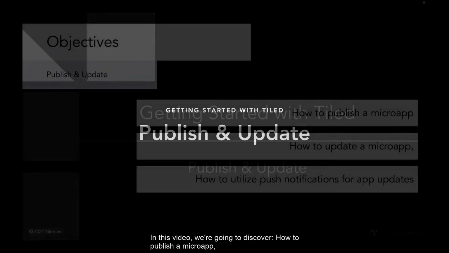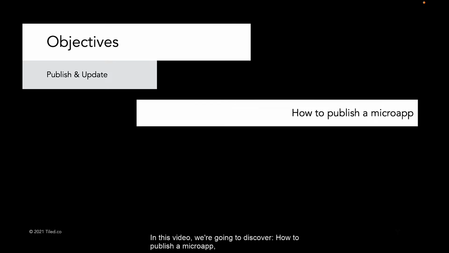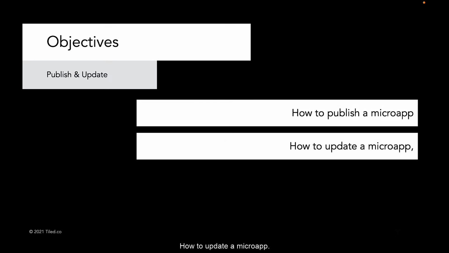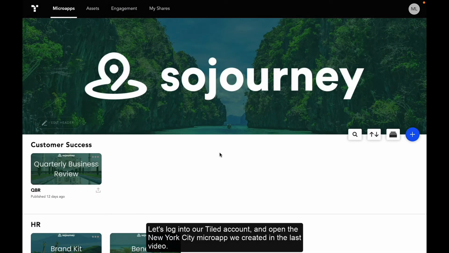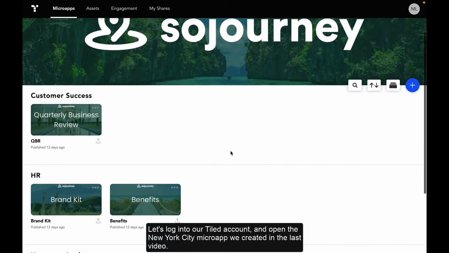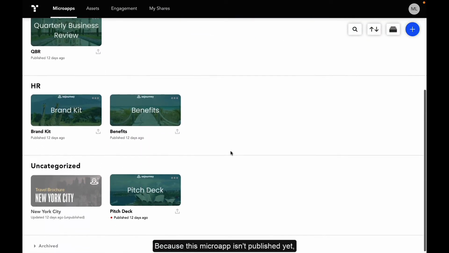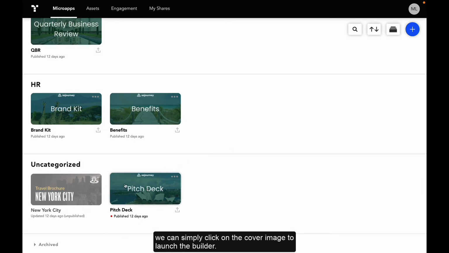In this video, we're going to discover how to publish a microapp, how to update a microapp, and how to utilize push notifications for app updates. Let's log into our Tiled account and open the New York City microapp we created in the last video. Because this microapp isn't published yet, we can simply click on the cover image to launch the builder.